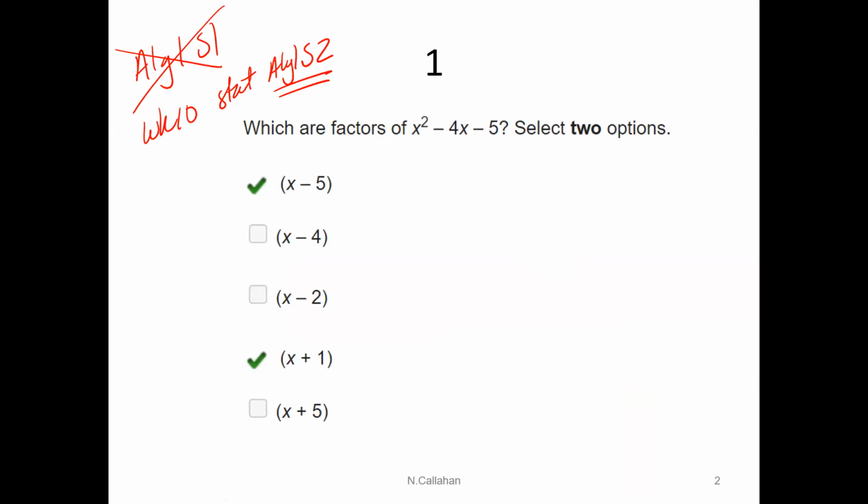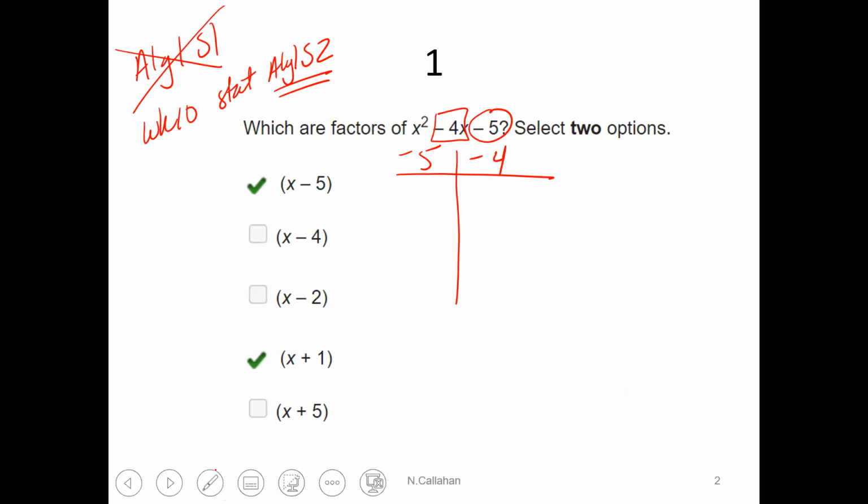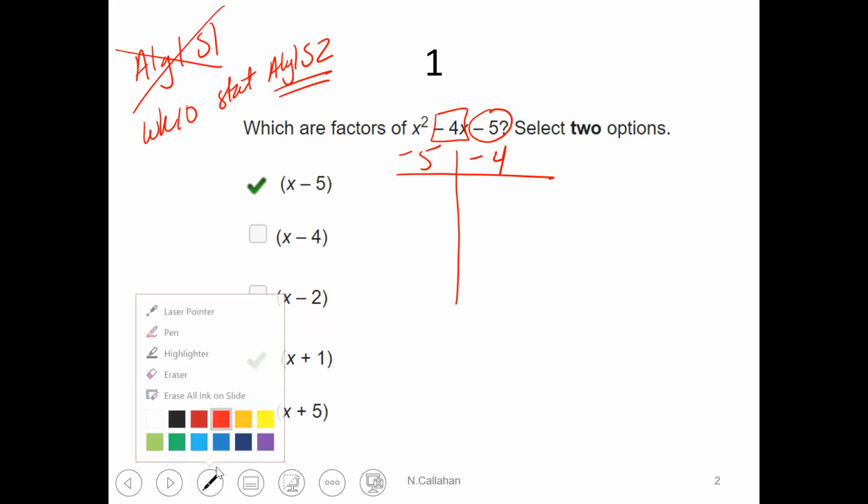So when you're factoring this, you want to create a little chart. So create your little t-chart. Your last number is going to be right here. Your middle number is going to be on the right side like that. Okay. And then what you want to do is ask yourself, what times what gives me a -5? Like, list all of the factors of -5.